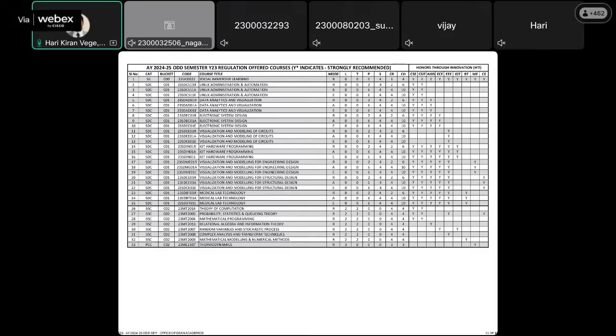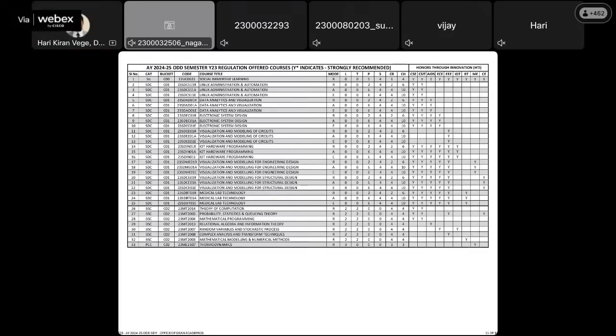What do you mean by there is no Y star? That means there is nothing which is strongly recommended. So you can pick any of the Ys. Now the question is, if there are so many Ys, which one do I pick? Make sure you pick a course which is closer to the innovative idea that you have. Based on that, you take the course.